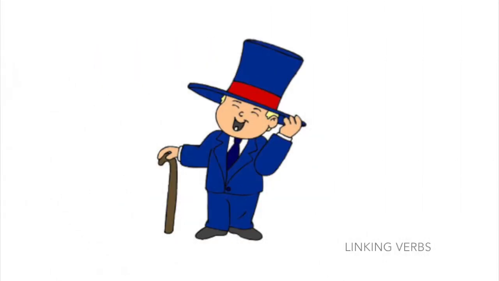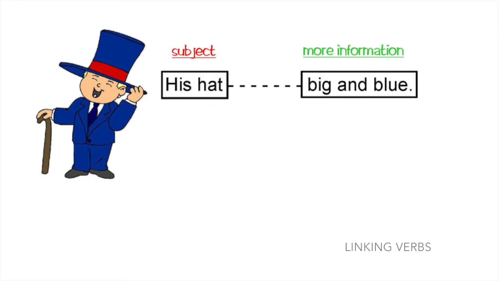Here's an example. Let's say we're talking about this boy's hat. So we'll call it his hat. Well, his hat is what we're talking about, so that's the subject of the sentence. But we want to describe the subject of the sentence with more information about it. So we need to be able to link these two parts of the sentence together. So notice that we're talking about one hat. It's singular, only one. So that means we are limited to how many linking verbs we are able to use.